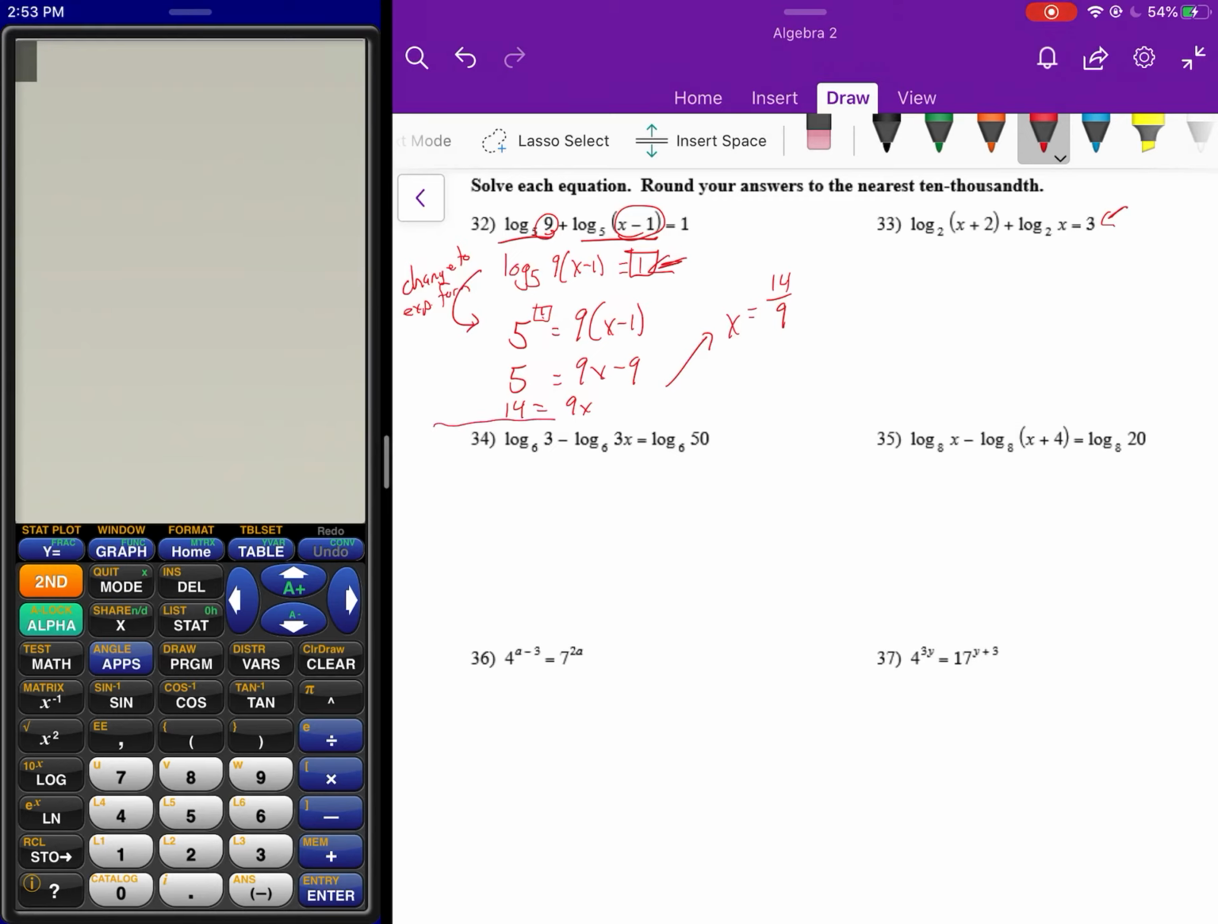34 and 35 were different in that they have a logarithm on the left, both sides actually. So on the left side, we have subtraction, so we're going to condense this to log base 6, and when we have subtraction, we know we can do 3 over 3x equals log base 6 of 50. And now that we have the same logarithm on both sides, we can say the arguments are equal to each other. So 3 over 3x equals 50. First of all, I hope you see that you can just reduce these 3's. So it's 1 over x equals 50.